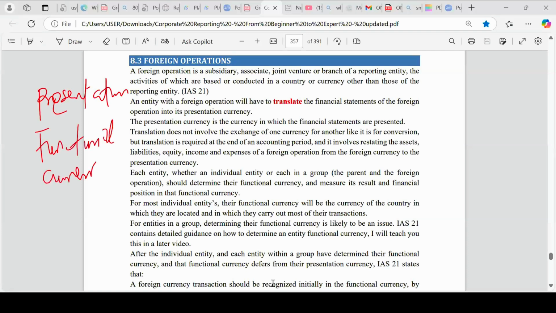Your presentation currency is just the currency in which you are presenting the financial statements. It's as straightforward as that. But when we say functional currency, it can be simple and it can be a bit complex. What makes it simple is this. I am a Nigerian company. I operate in Nigeria. Then it means I should report in naira, right? Because my functional currency is the currency of the environment in which I am operating.